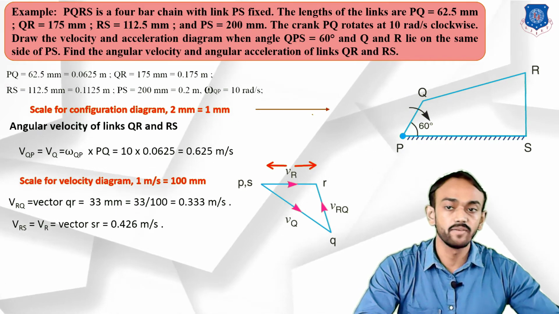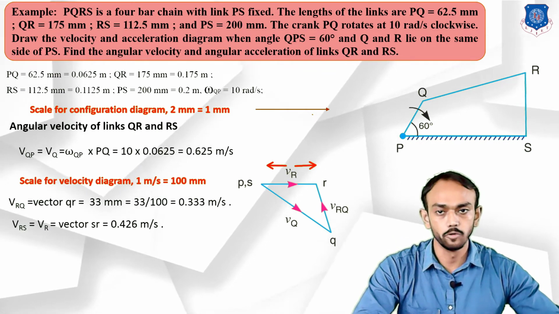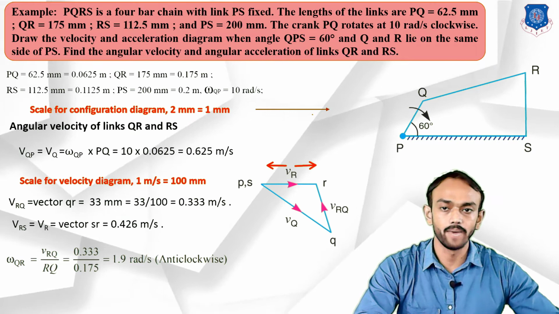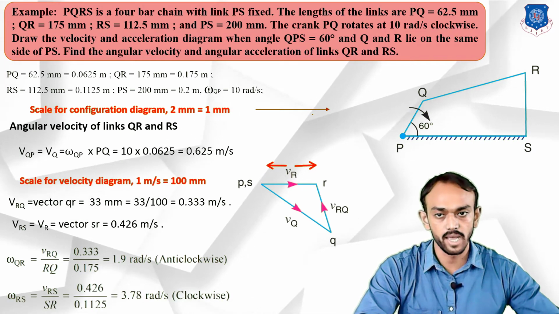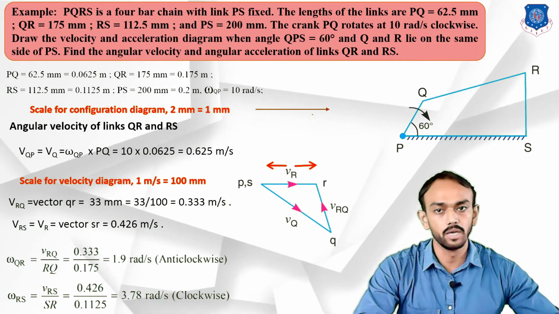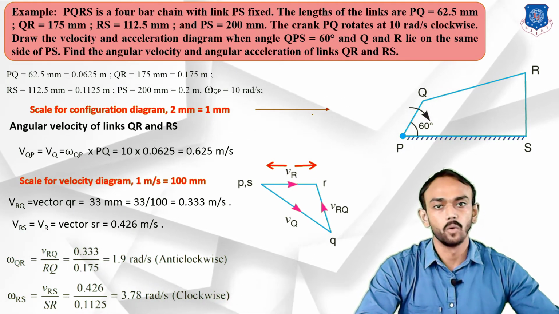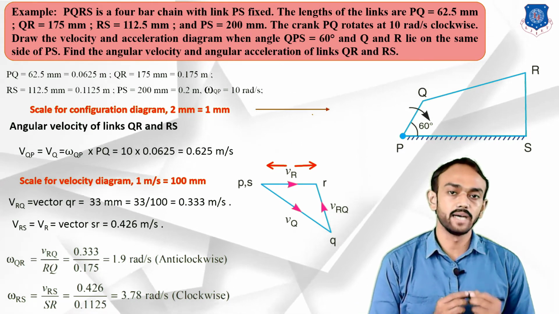Okay, now we can find the angular velocities omega RS and omega RQ by velocity of RQ divided by RQ and velocity of R with respect to S divided by SR. Okay, so this is the angular velocity we have found here. So this is the half portion we have completed. Now we are going to find the acceleration diagram.